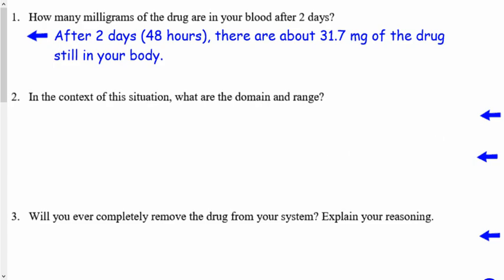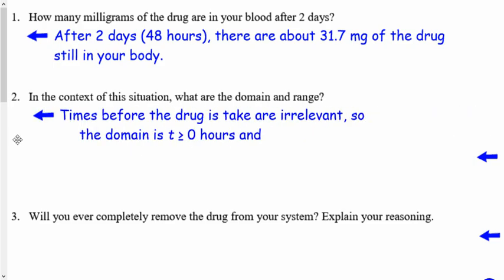So in this context, times before the drug is taken are irrelevant, so the domain, time, is greater than or equal to 0 hours. And the range, the y values, or the amount of the drug in our system, would be greater than 0, less than 1,000. Well, this range leads to an interesting question. Again, pause the video if you need to take time to write this down, but I'm going to continue.